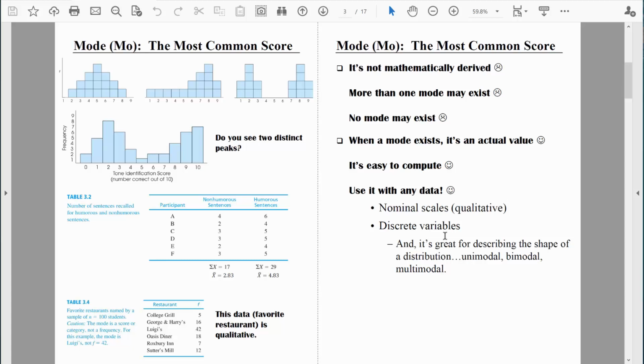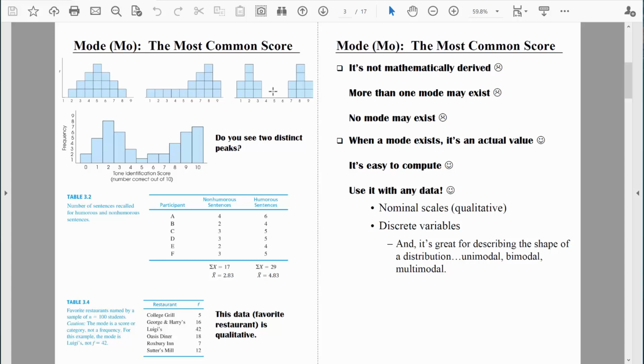And always keep this in mind too. The mode is great for describing the shape of a distribution. Over here to the left, this distribution is unimodal. This distribution also is unimodal. It's left skewed or negatively skewed and unimodal. This is normally distributed and unimodal. This is symmetrical and it's bimodal.